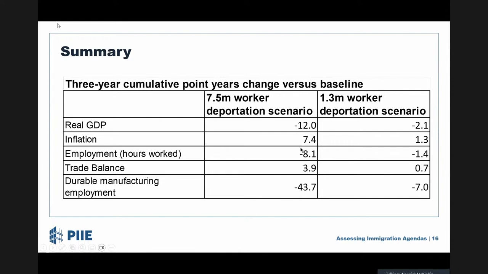Inflation is 7.4%. If you accumulate, that's the price level effect. Prices will be basically 7.4% higher than otherwise. Employment measured by hours worked will be 8.1% lower cumulatively. You have a better trade balance, but that's reflecting a loss of capital and a loss of potential jobs in the future to the US economy. And you get a very large slump in durable manufacturing employment. Initially, because of the investment slowdown, that does eventually recover.